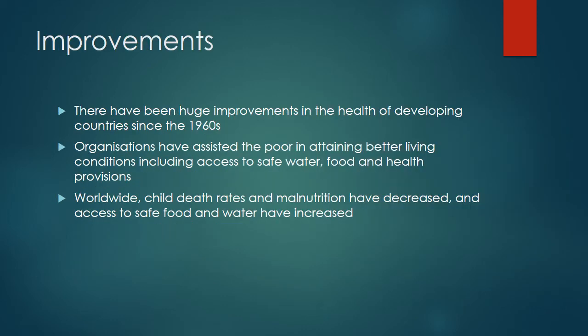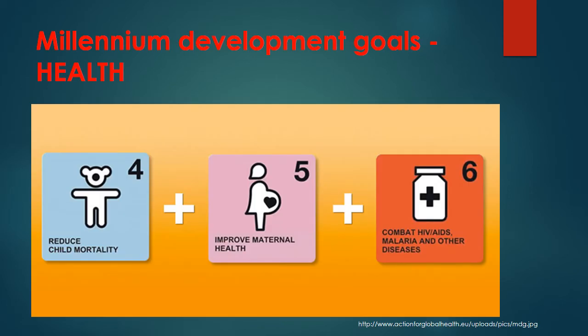While those statistics for infant mortality rate and life expectancy don't look very good, there's actually been huge improvements in health in developing countries since the 1960s, and that's mostly due to all those organisations, the NGOs, going in and improving the living conditions for people in those countries. Worldwide, there's been a decrease in child deaths and malnutrition, and the access to water and food has increased. A big reason why we've had improvements in health is these Millennium Development Goals. The 3 goals that are linked to health are reducing child mortality, improving maternal health, and combating HIV/AIDS.